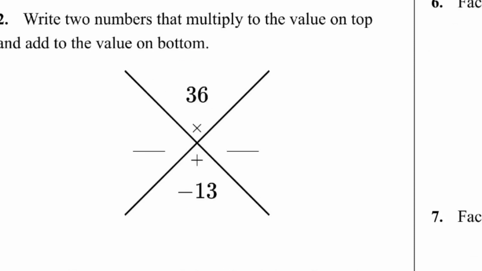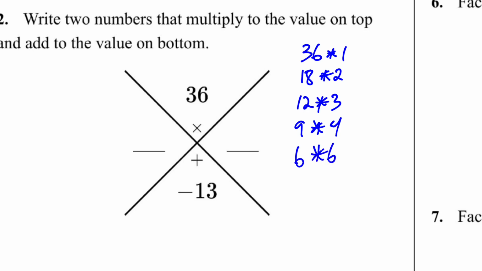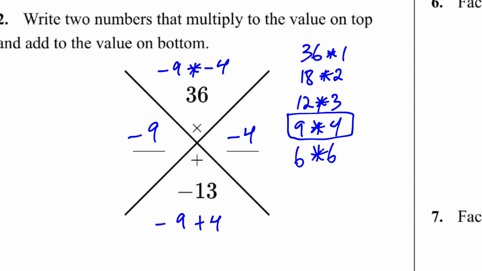Next up, we have to consider factors of 36. So 36 times 1, or 18 times 2, or 12 times 3, or 9 times 4, or even 6 times 6 are all contenders. Which of these add up to negative 13? Sort of these, but we have to make them both negative. And negative 9 multiplied by negative 4 gives us 36. Negative 9 plus negative 4 gives us negative 13.